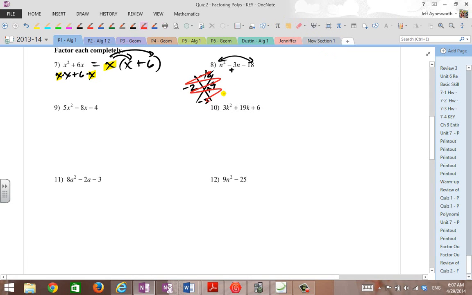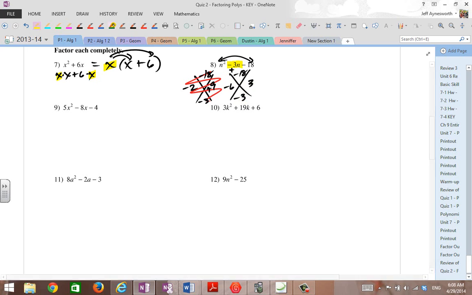So let's learn from that. That doesn't work. So let's try it again. This one here, we've got two numbers that multiply to negative 18 and add to negative 3. So let's try 6 times 3 because that's 18, right? But one of them has to be negative. And if you want them to add to a negative, you got to have the bigger one negative. Negative 6 plus 3 is negative 3.